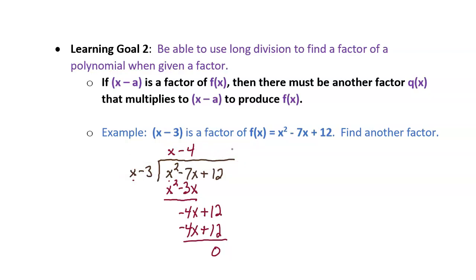But in this case, the remainder was 0, so x minus 3 divides evenly into that trinomial. The other factor is x minus 4. It said find another factor. It's x minus 4.